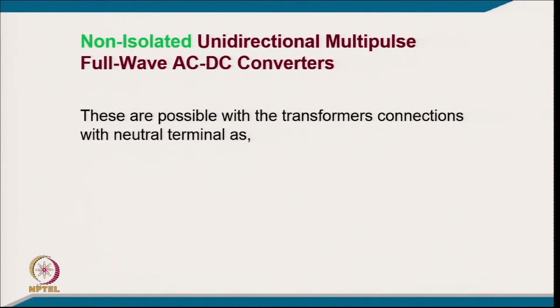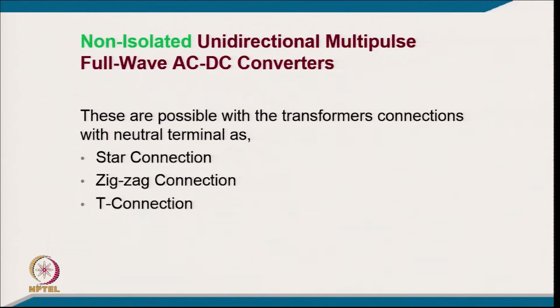Non-isolated, you can have a non-isolated transformer connection also for a multi-pulse full wave AC/DC converter. You may not find these connections anywhere in the literature, they are not very popular, but in some applications you may require them. Again we require a star connection, zigzag, T connection, or you may have a Scott connection. These are the 4 connections possible for converting 3 phase supply into the number of phases 6, 12, 18, 24, which are multiples of 6.